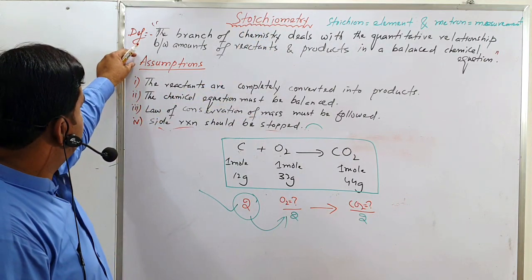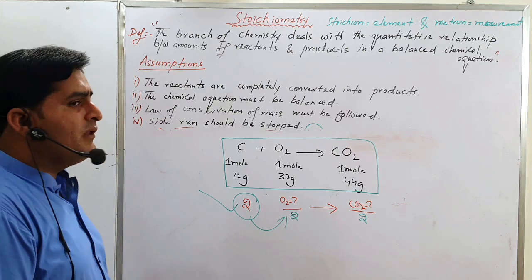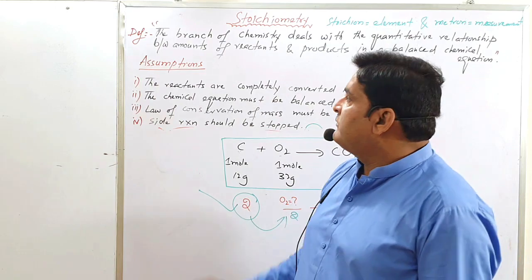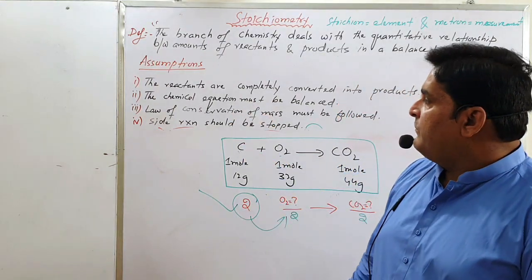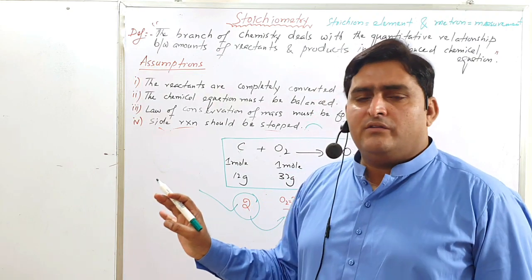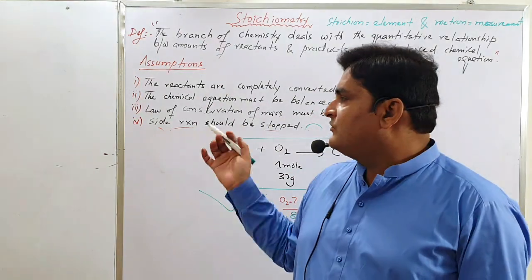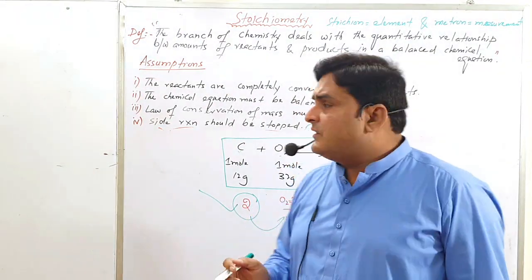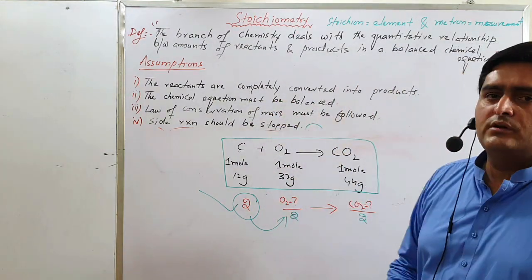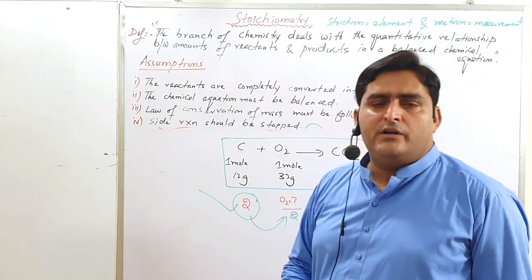After that, the assumptions: what are the main points while doing stoichiometric calculations? We have to keep these 4 things in our mind while doing stoichiometric calculations or problems regarding stoichiometry. What are these? Number 1 is that the reactants are completely converted into products. The reactants are completely converted into products.